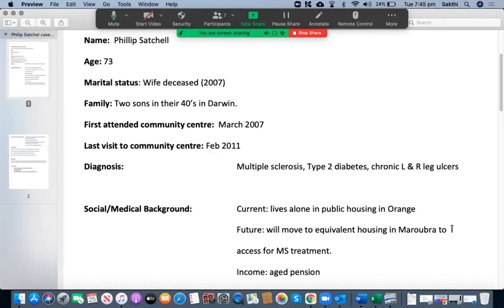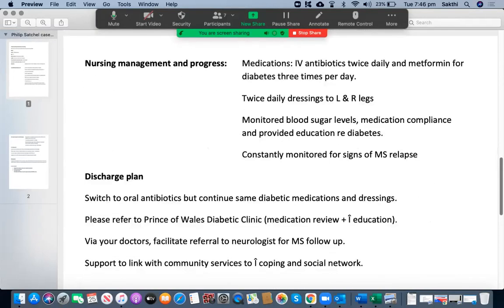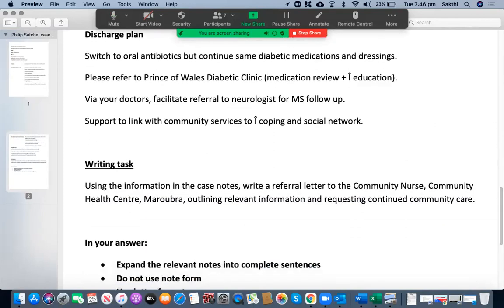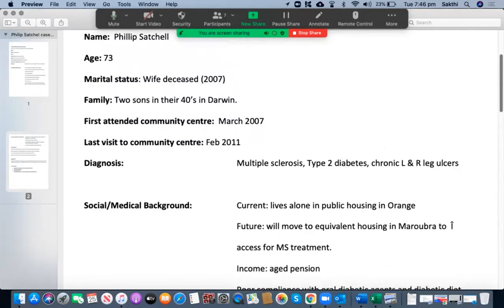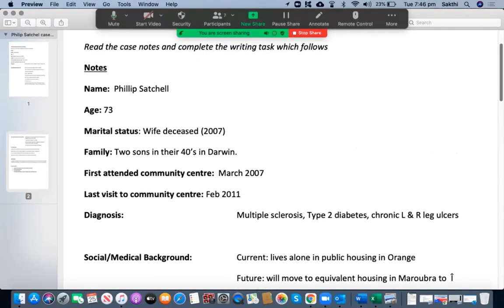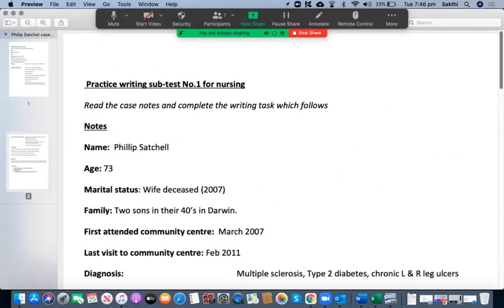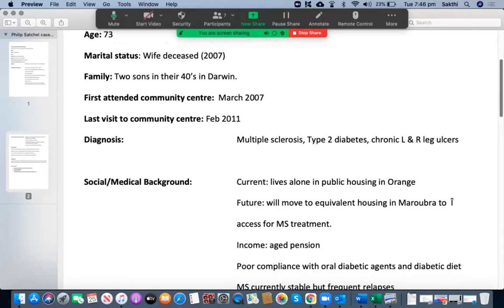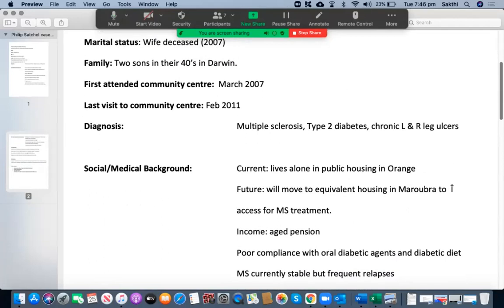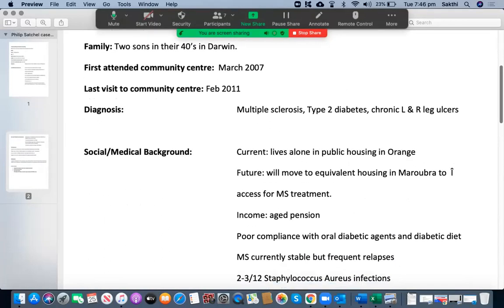First settled to the community center March 2007. No, he already attended that. See this one. Is it a community center? Let's go through that. Oh, community health center. But is he moving? Is it a different area? Give me one moment. Okay. Last visit to community center. Okay, February. Multiple sclerosis. Okay, last visit to community center.